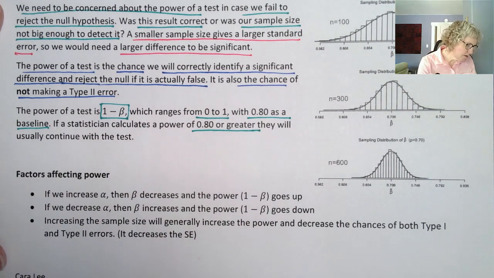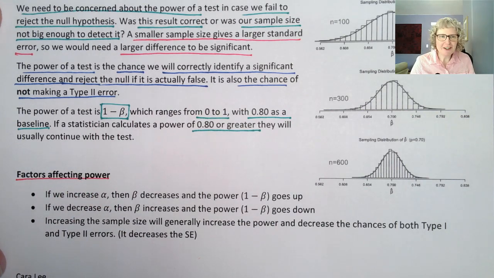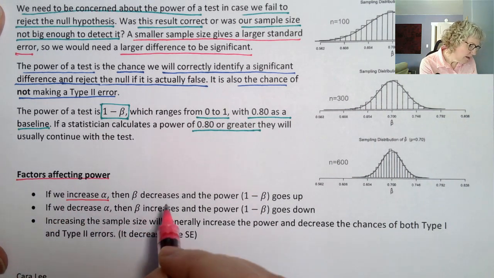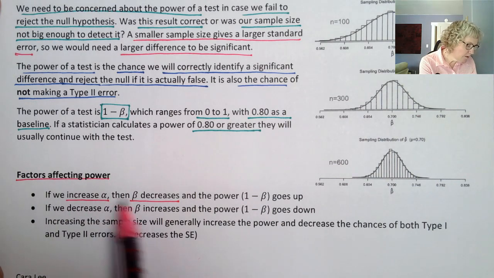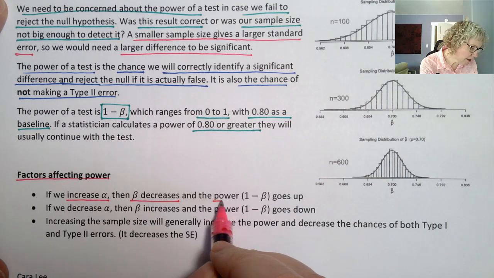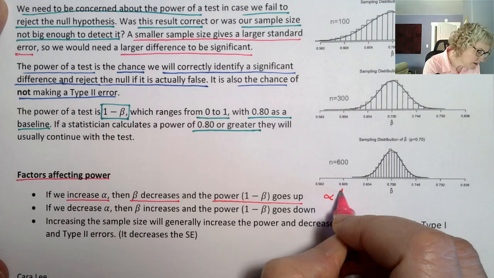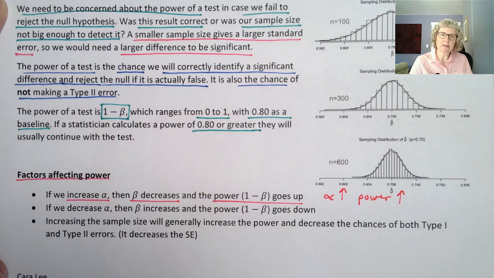Okay, so factors affecting power. Factors affecting, not infecting, oh man, that's hard to say. If we increase alpha, then beta goes down, right? Alpha and beta have an opposite or inverse relationship. If we increase alpha, then beta decreases. So then the power, which is 1 minus beta, goes back up. So if alpha increases, then the power also increases.